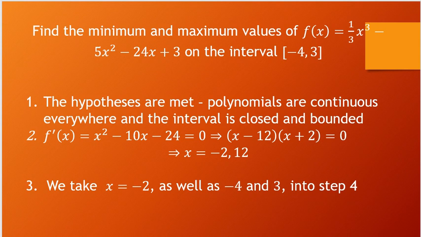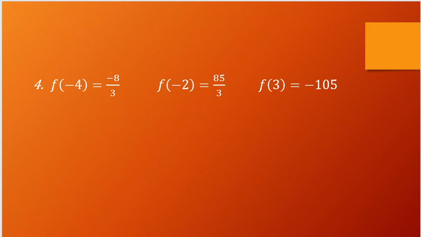So for step 4, we take these three values, -4, -2, and 3, substitute each of these into our function f of x. We find that f of negative 4 is negative 8/3, f of negative 2 is 85/3, and f of 3 is negative 105.